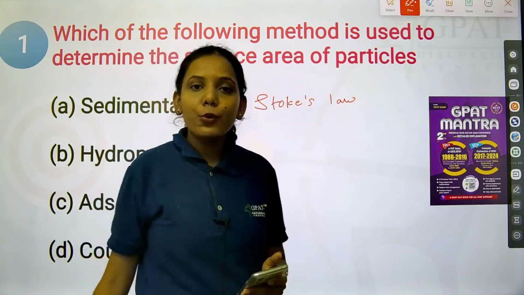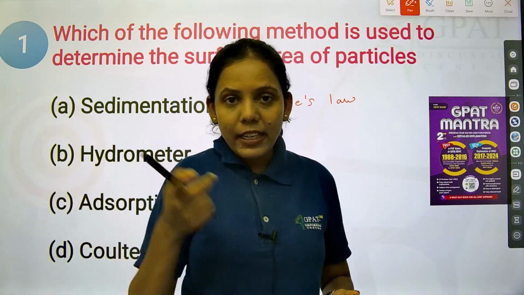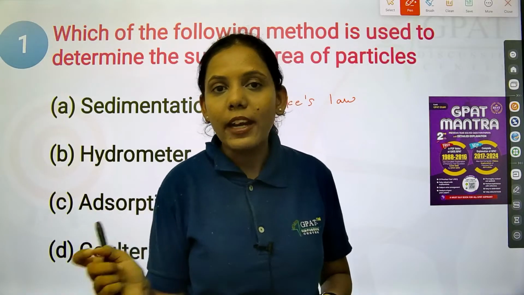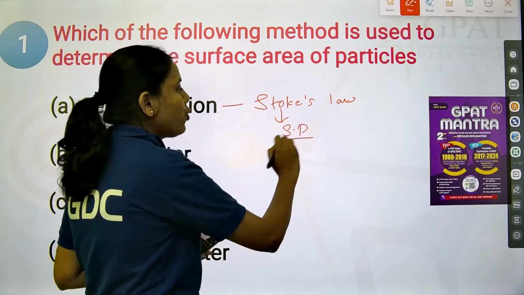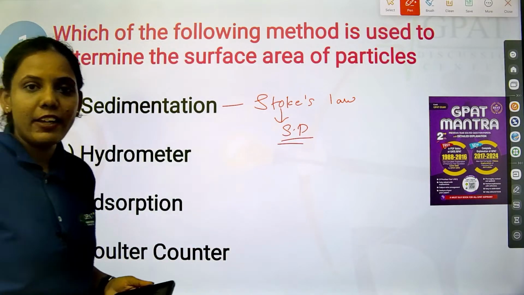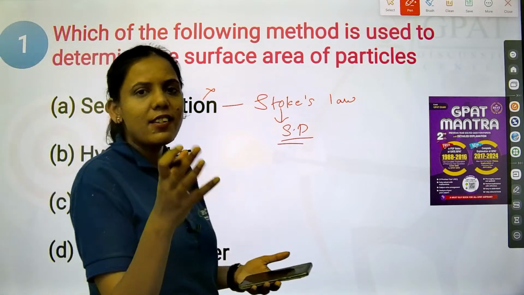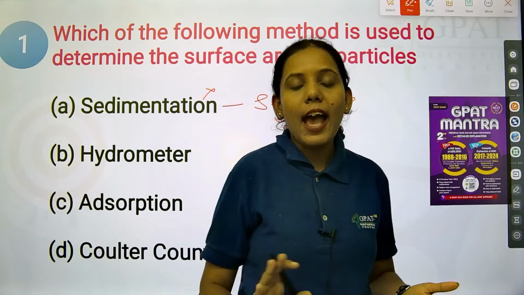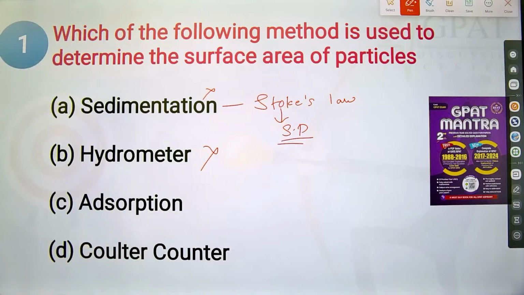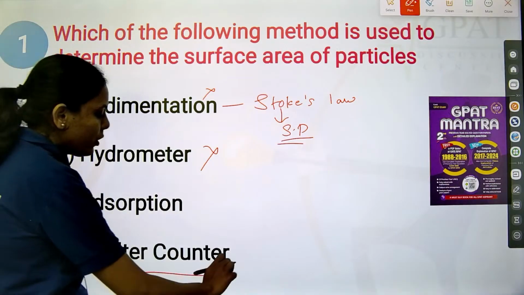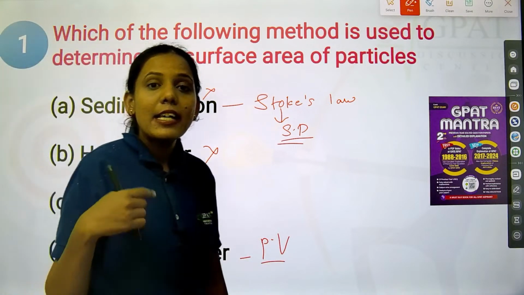That will give you the particle size, not the surface area. The particle size obtained from sedimentation is known as Stokes diameter. That is the reason option 1 cannot be the answer. Option 2 is hydrometer. The name itself suggests hydro is related to the water content. It has nothing to do with the surface area. Next is adsorption, we will come to this point, and next is counter. This is to measure the particle volume, right? Again, it has nothing to do with the surface area.